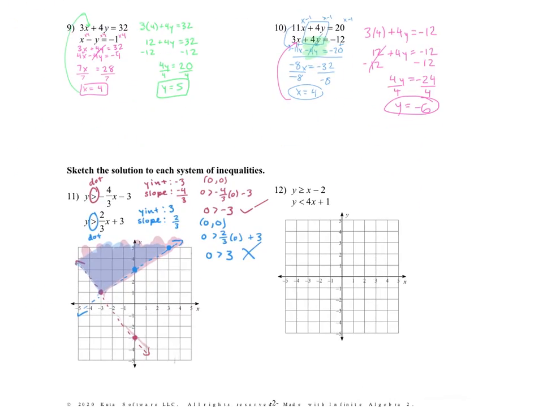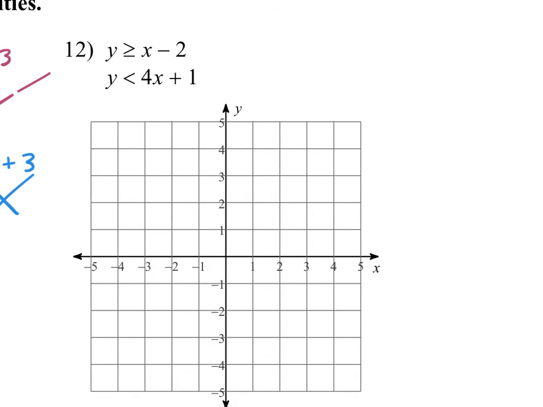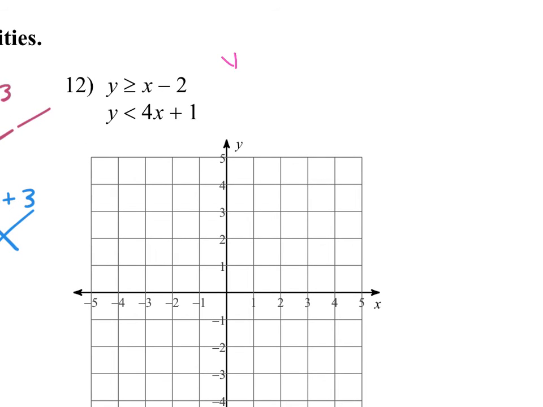All right, let's look at number 12. So we're graphing. For the first one, what's our y-intercept? -2. So we put a point at -2. What is our slope? 1. So if our slope is 1, that means we go up 1 and over 1.